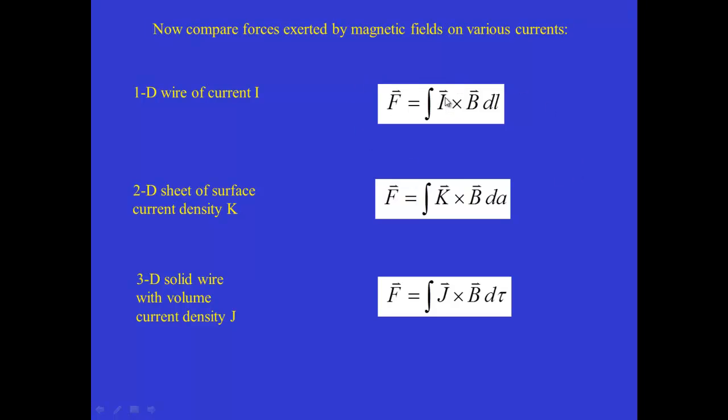So I, remember, is current. K is current per unit length perpendicular to the current flow, and J is current per unit area perpendicular to the current flow. We'll have some occasion to use these equations in homework problems and in our study of magnetic fields and the forces they exert.